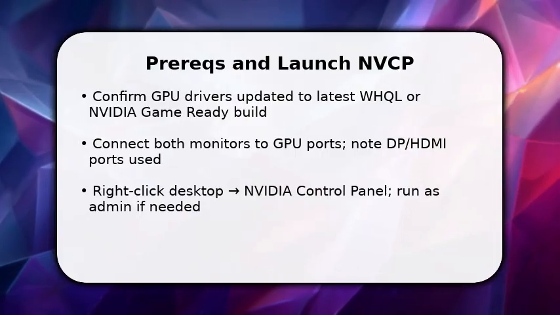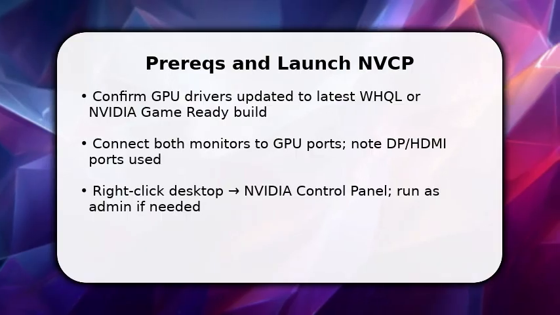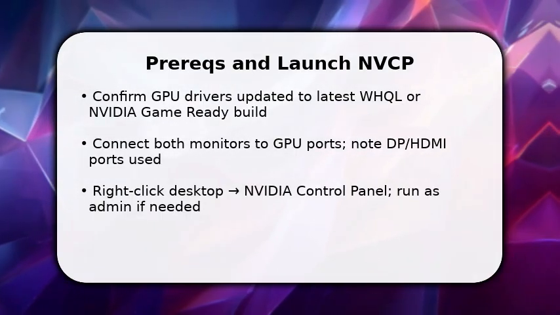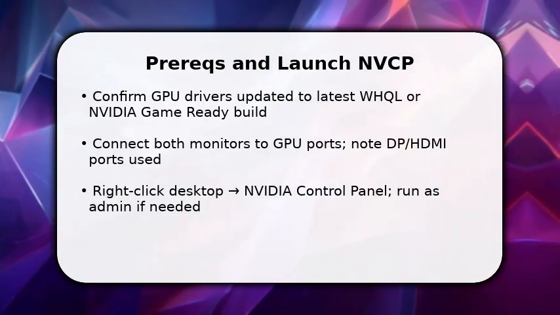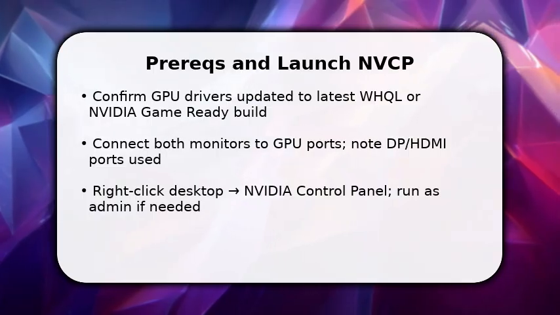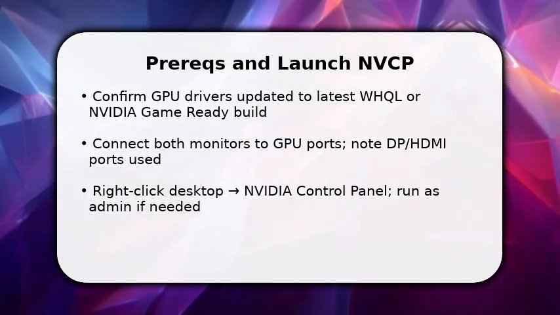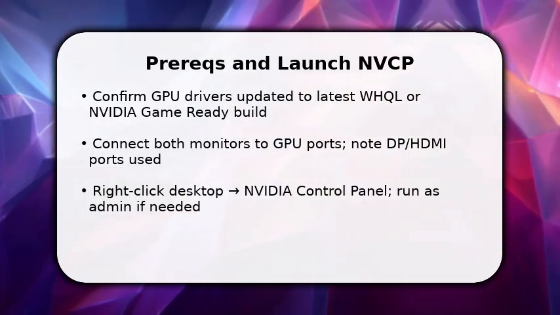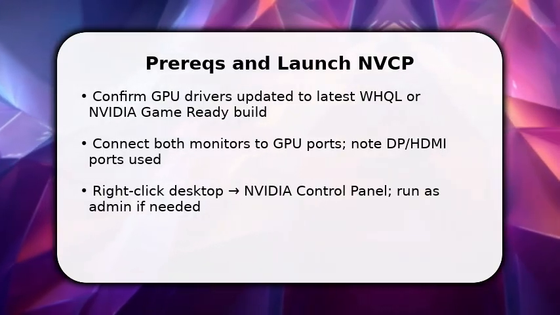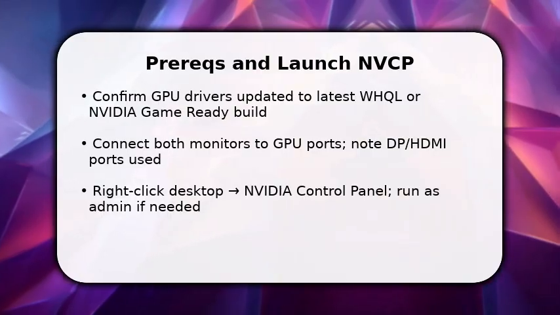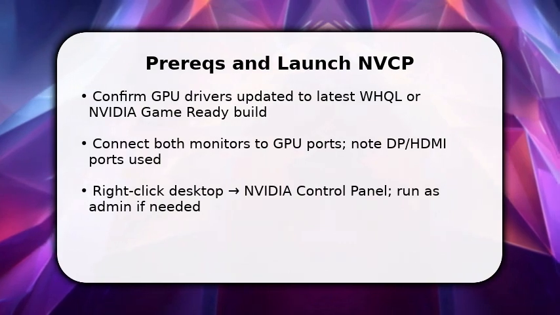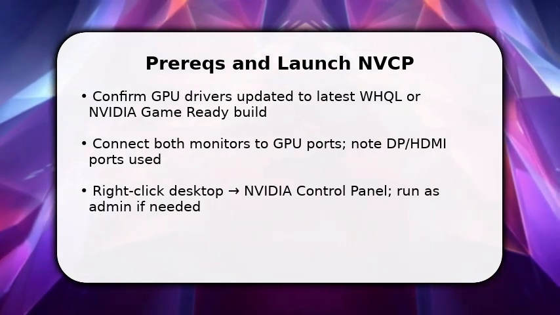You'll start by verifying prerequisites, updated Nvidia drivers and both monitors physically connected to the GPU. Once done, open Nvidia Control Panel from the desktop menu, run as administrator if Windows prevents changes. Make sure both displays power on and show input signals, then select Set up multiple displays in the left column. You do this now because NVCP detects outputs only after drivers and connections are correct. This ensures the options you need appear without further troubleshooting.